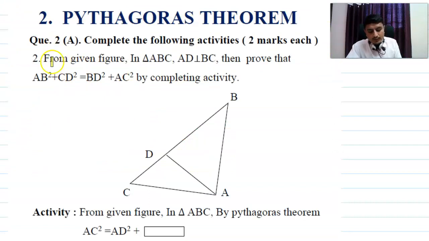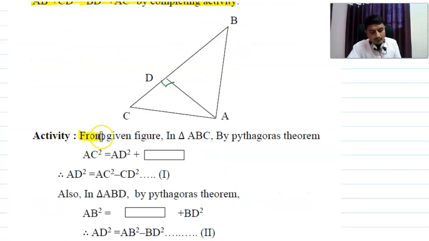The second activity is of this form. From the given figure, in triangle ABC, AD is perpendicular on hypotenuse BC. Then we have to prove that AB square plus CD square equals BD square plus AC square by completing the activity. So from the given figure, in triangle ABC, by Pythagoras theorem, in that triangle angle A, that means angle BAC, equals 90 degree. So we can use Pythagoras theorem in triangle ABC. We are getting AC square is equal to AD square.